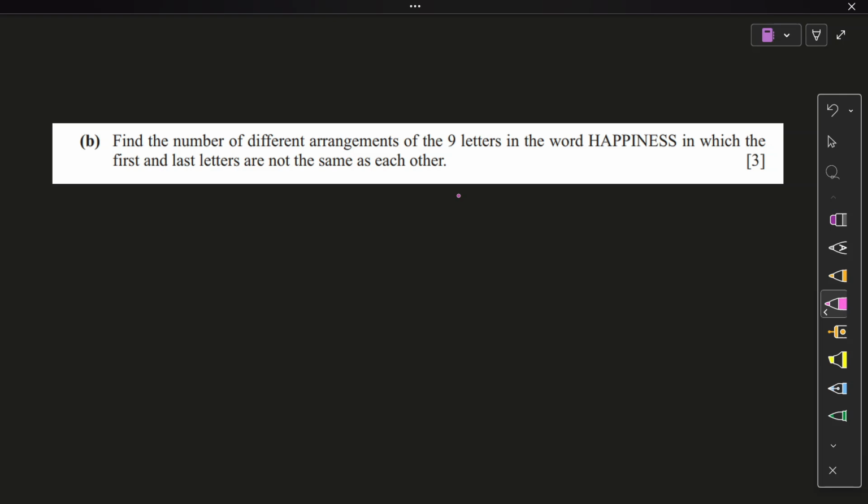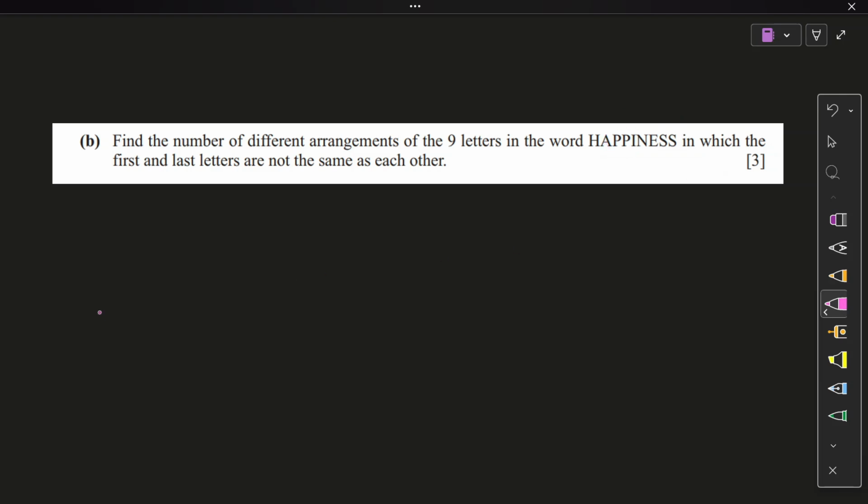Find the number of different arrangements of the 9 letters in the word happiness in which the first and last letters are not the same as each other. Okay, but we need to manually adjust for these repetitions. That is something we'll have to do.